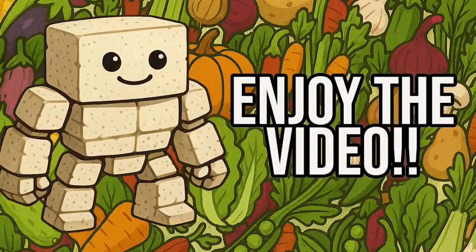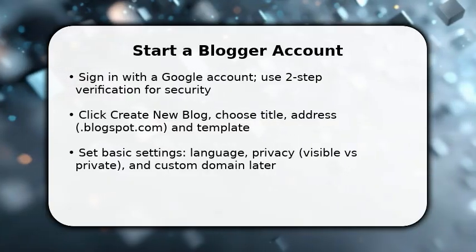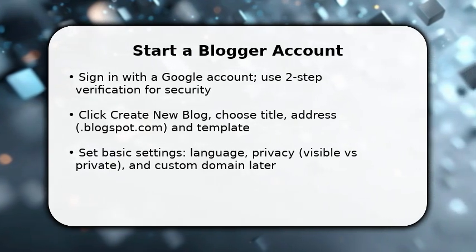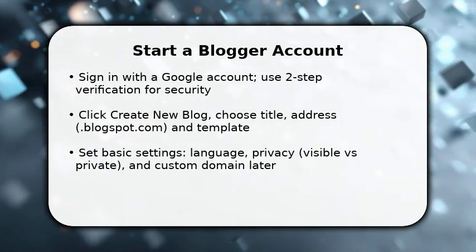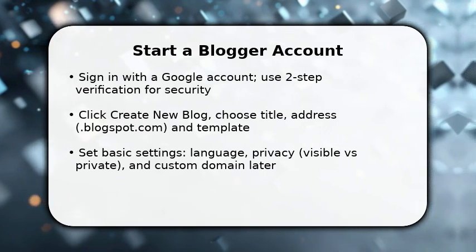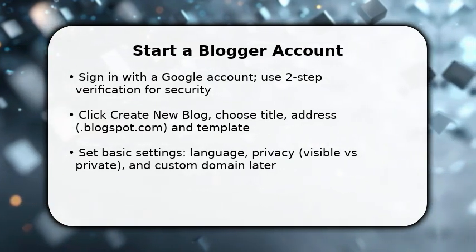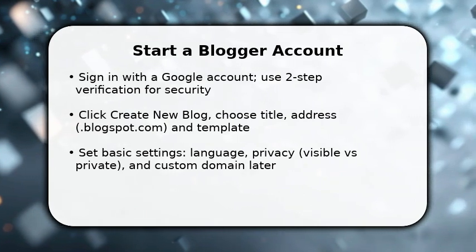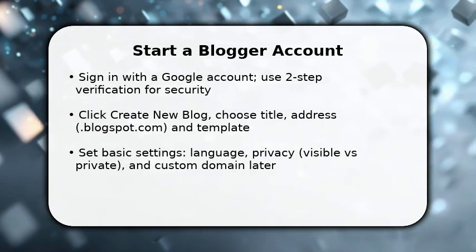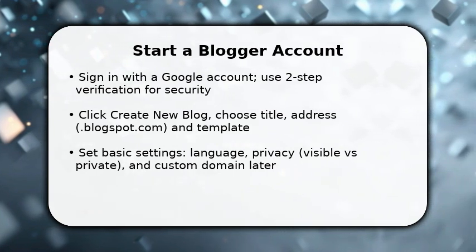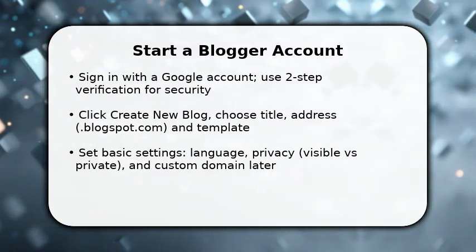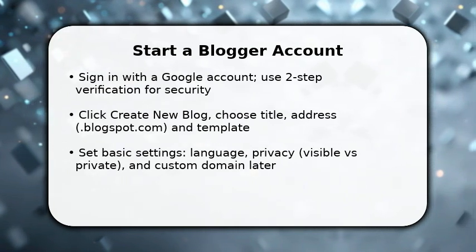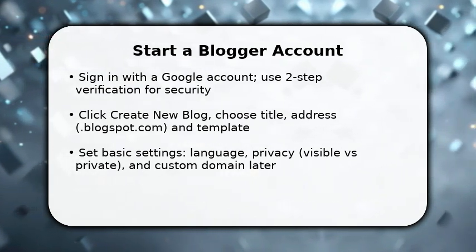Please enjoy the video. You begin by signing in with your Google account so Blogger can link hosts and editors. Once signed in, click Create New Blog and enter a clear title and a concise address. This is your permanent Blogspot.com URL. Make a quick template pick now so your layout exists, and open settings to choose language and privacy, visible versus private. This gets you into the platform fast.